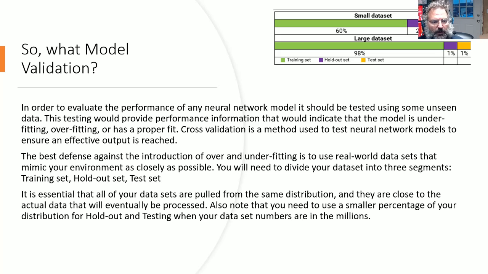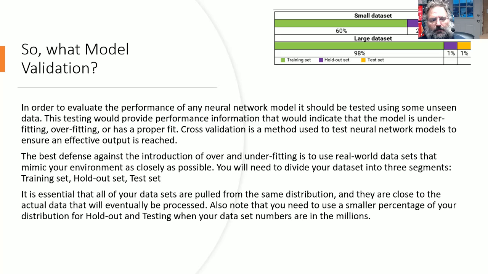So let's start off with the concept of what is model validation, something that this module is very much centered on and is quite relevant to the course. In order to evaluate the performance of any kind of model, be it a neural network or otherwise, you need to test it using some unseen data. This is a fundamental concept where you hold off a certain portion of the data and make sure that the model never sees it until you're actually doing validation. The testing provides performance information that indicates if the model is underfitted, overfitted, or has a proper degree of fit.